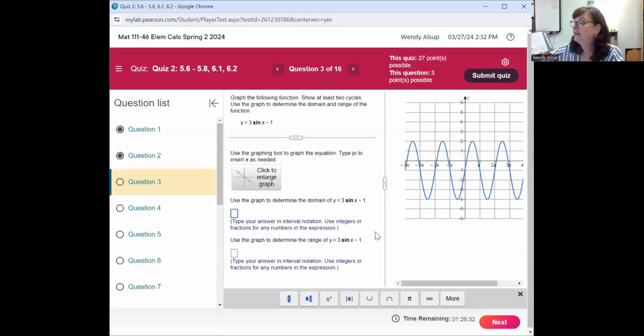And again, my domain for sine and cosine here is just all real numbers. So negative infinity, comma, infinity. And then the range, you can look here, we go down to -4 and up to +2, including both of those. So we use brackets, down to -4, up to +2, including -4 and +2. So we use brackets there.